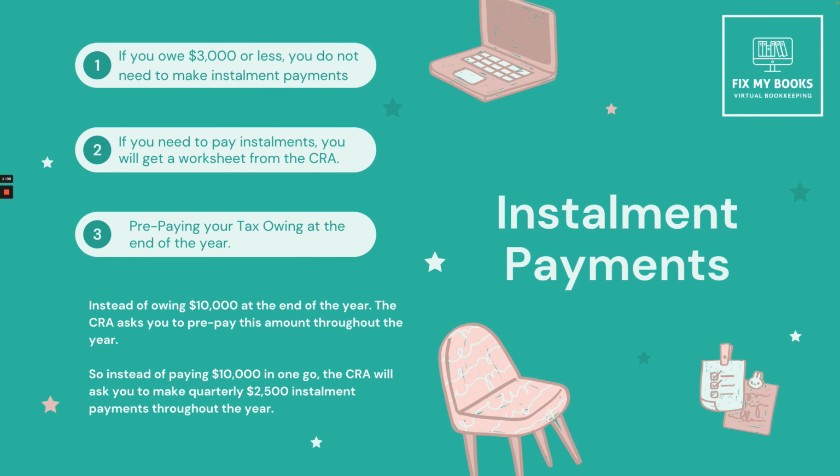Okay, so what are installment payments actually? Installment payments are basically like you are prepaying your tax owing at the end of the year. So instead of owing, let's say, $10,000 as of April 30th, you are going to make 4 quarterly installment payments of $2,500 each. So it adds up to the same amount, right? $10,000 for the year, but they would like you to make these smaller payments throughout the year. This is kind of because they assume that you are not going to be able to pay off your large tax bill in one go. So it's kind of like insurance that at least they're getting some payments from you.